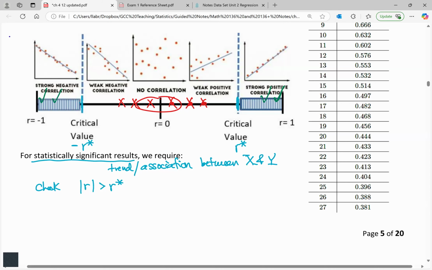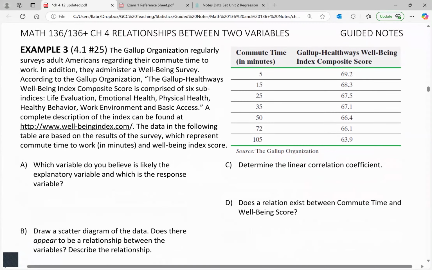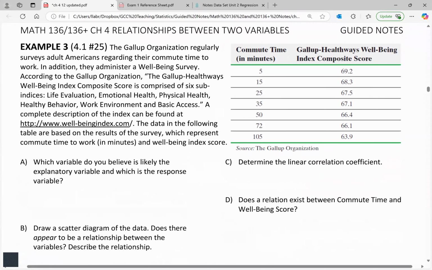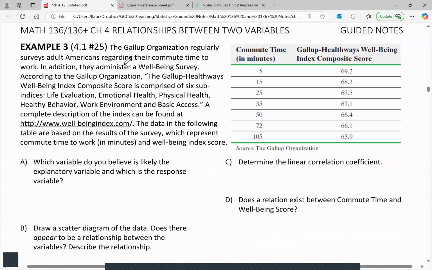All right, let's go ahead and take a look at one example, and then you'll do the rest of it. So here is our first example, 4.125. Gallup organization regularly surveys adult Americans regarding their commute time to work. In addition, they administer a well-being survey. According to the Gallup organization, the Gallup Healthways Well-Being Index composite score is comprised of 6 sub-indices.